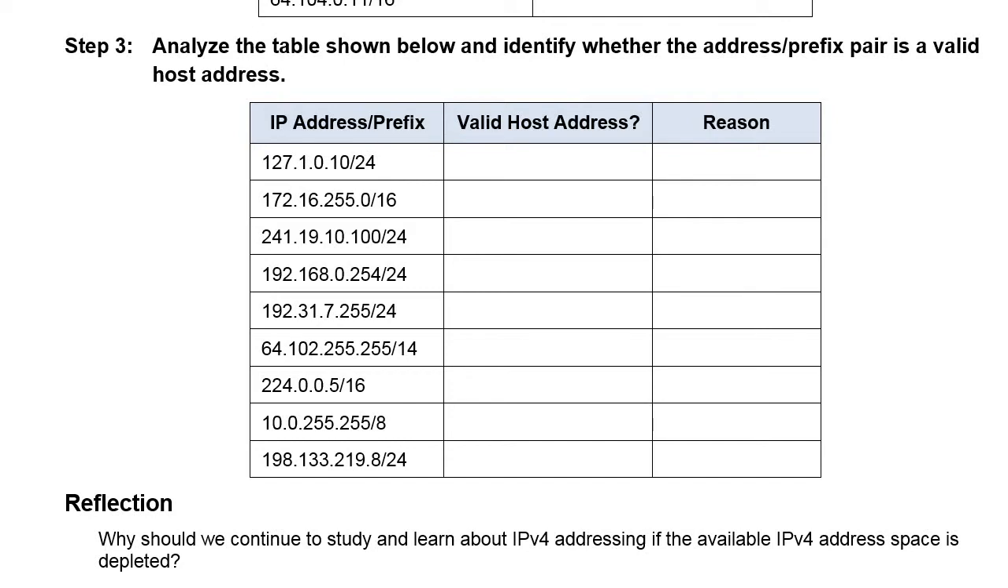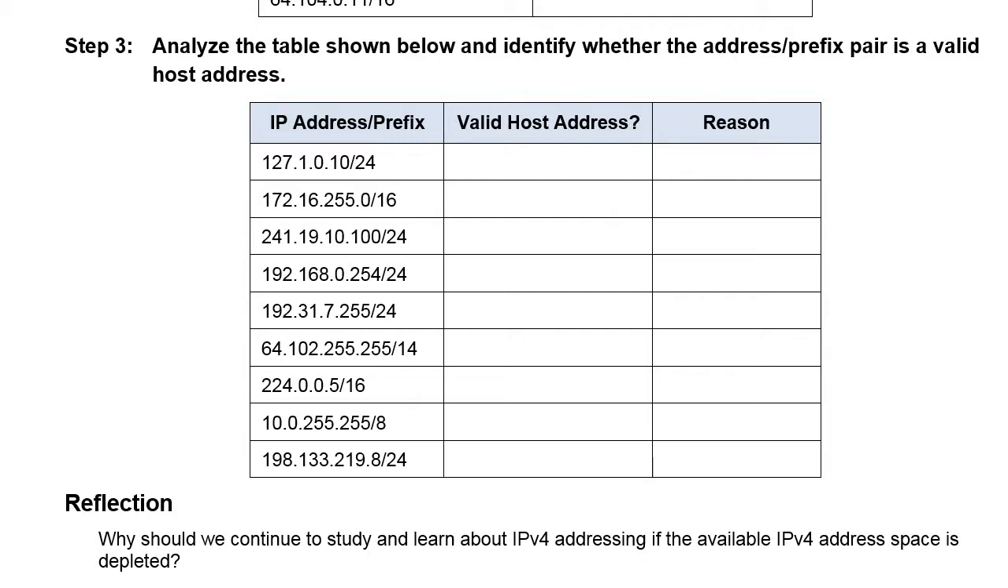Okay folks, in this video we're going to be talking about step 3 of part 2 in the lab for Cisco NetAcad 1, 7.1.4.9, identifying IP version 4 addresses. This part of this lab is asking us to analyze the table and identify whether an address and prefix combo is a valid host address.